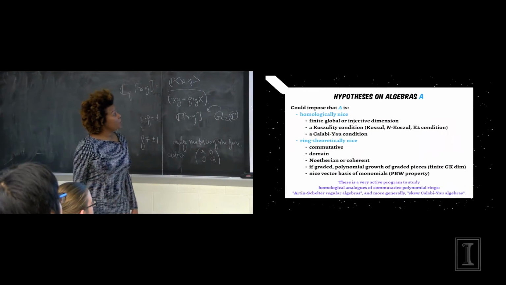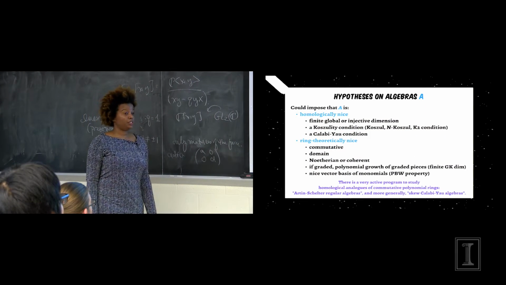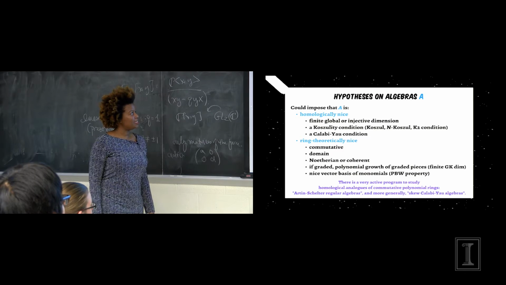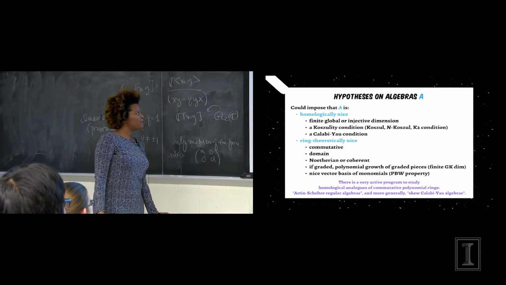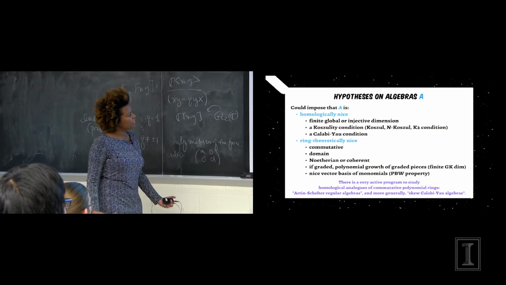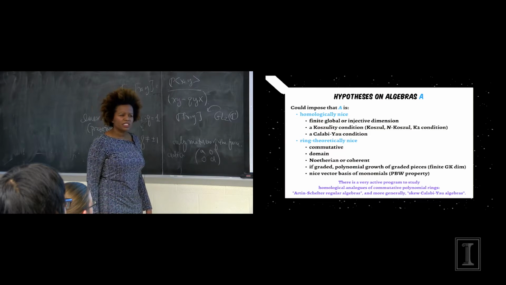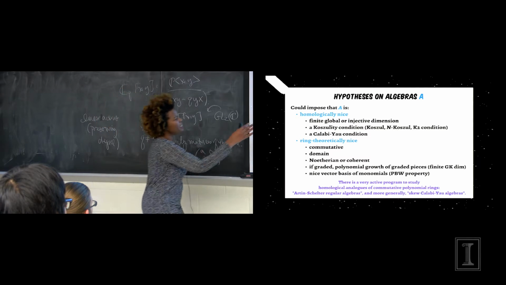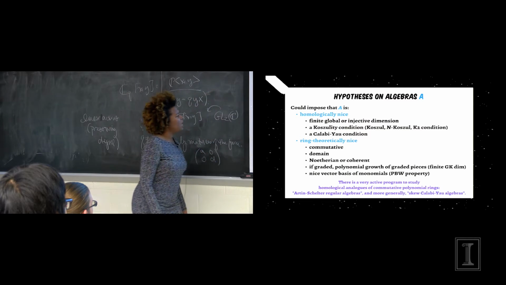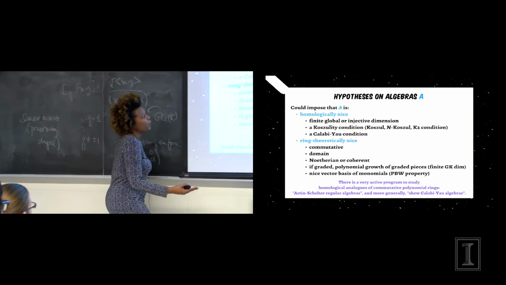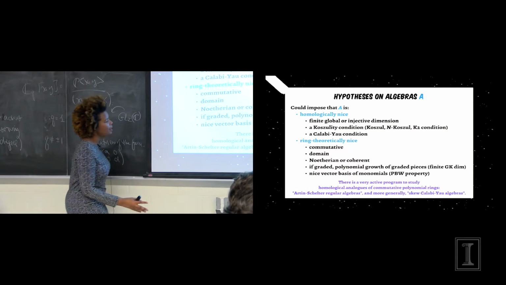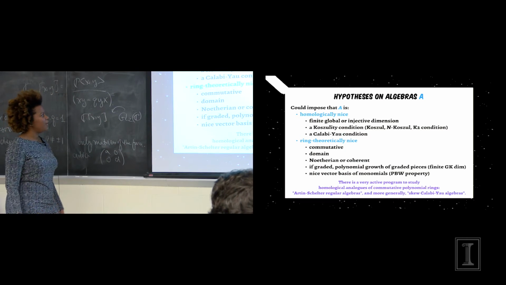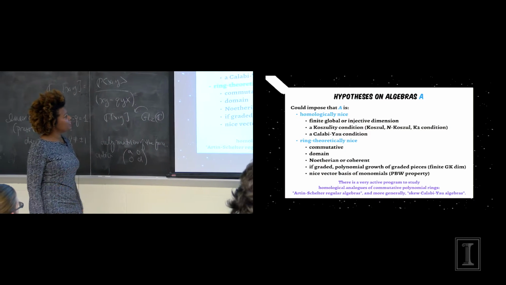Exactly. So we can ask that the ring is homologically nice, meaning that it has a nice finite global dimension, or it has a nice injective dimension. It's Koszul in some sense. There are various different versions of Koszul. It maybe behaves like the coordinate ring of a Calabi-Yau variety, or a skew version of that. So these are nice homological conditions.